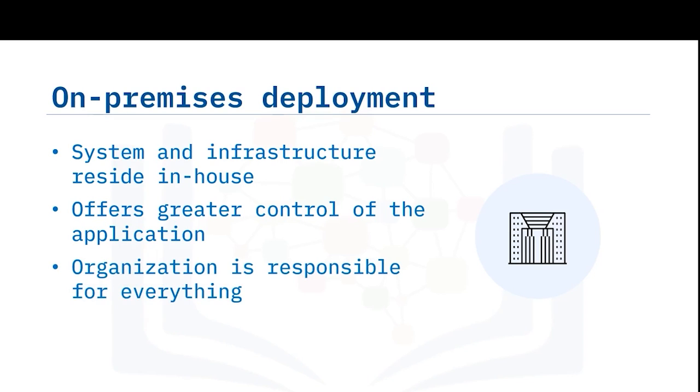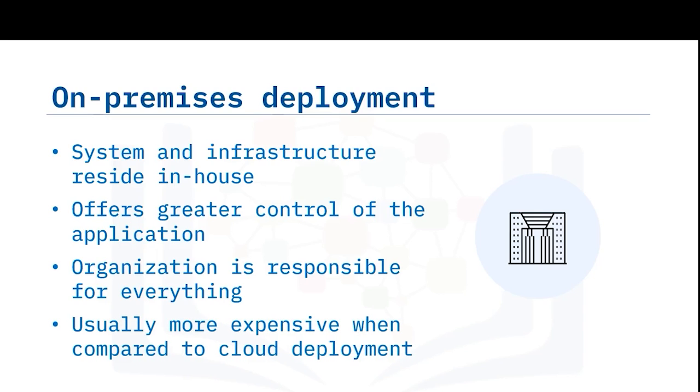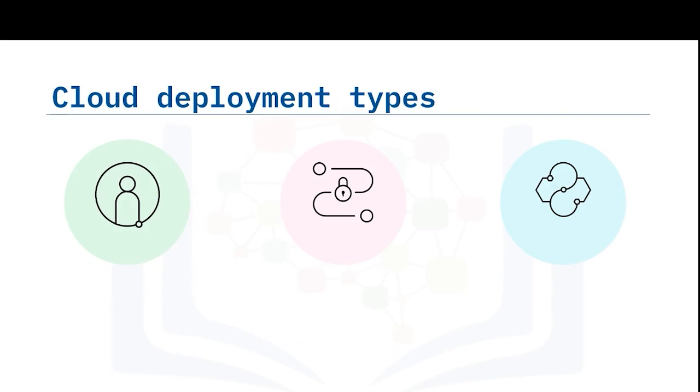For on-premises software deployments, an organization is responsible for the system, hardware, related infrastructure, and maintenance required to run the application. On-premises deployment is usually more expensive when compared to cloud deployment. So let's discuss cloud deployments next. There are three types of cloud deployment models: public, private, and hybrid.